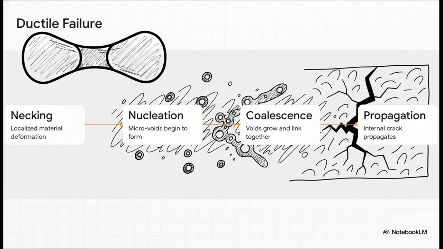Let's zoom way in to the microscopic level and track this moderately ductile failure step by step. First up, the material starts necking, heavily deforming in one specific spot. This necking concentrates the stress locally, creating a runaway effect. Inside that neck, these tiny microvoids start to nucleate. As the stress keeps up, those voids grow, they coalesce, and they link together until an internal crack forms and shoots right to the surface.